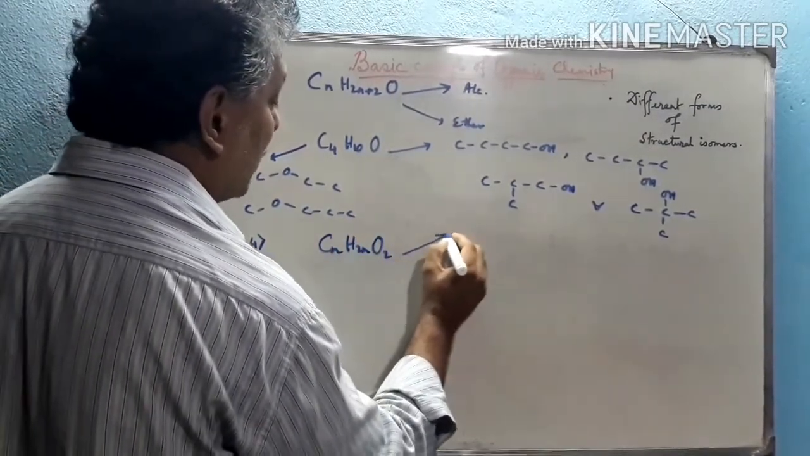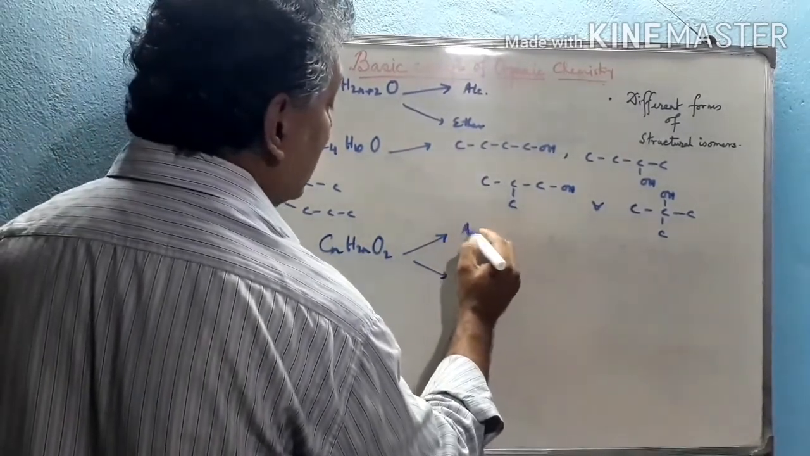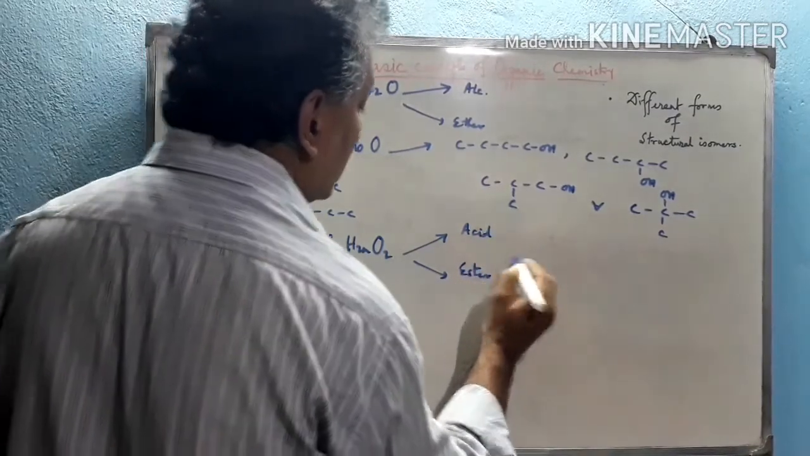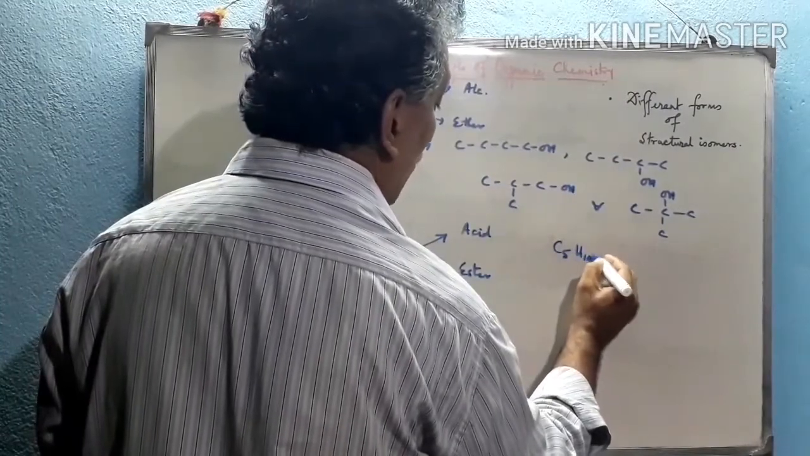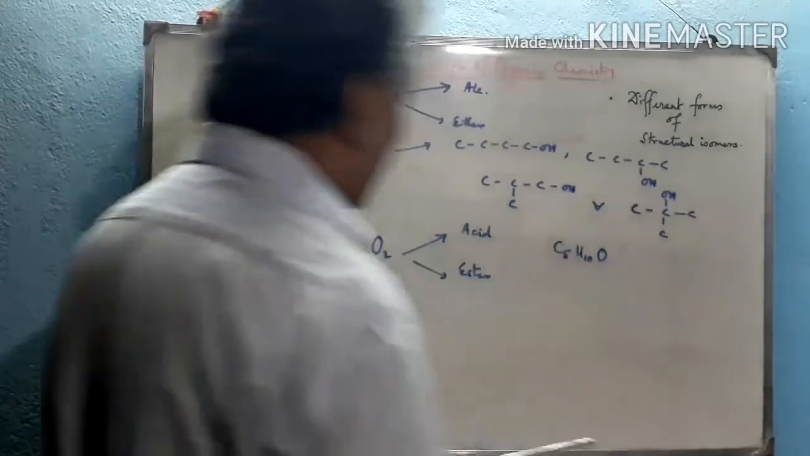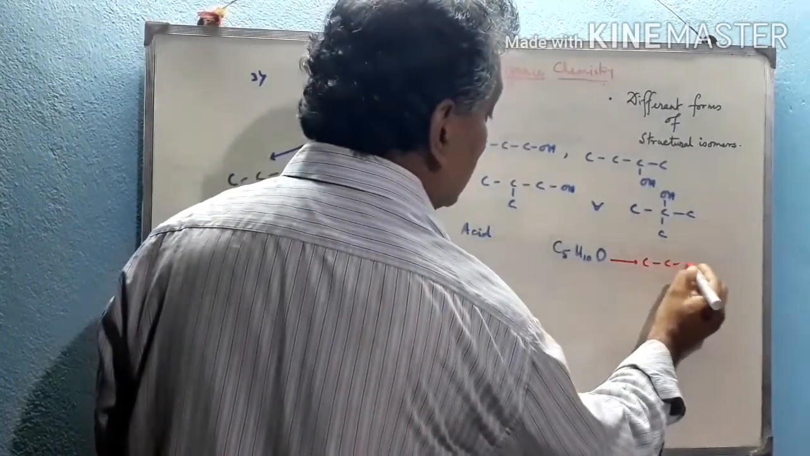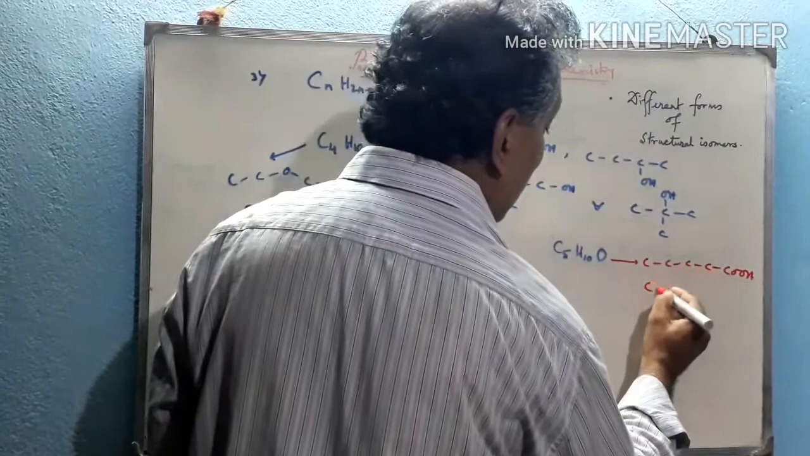See this, with respect to this, two functional group isomers are obtained. Number one is acid, that means carboxylic acids, and number two is ester. See that if we draw the structure of C5H10O2, then with respect to the acid group, the structures obtained are C, C, C, C, COOH, pentanoic acid.